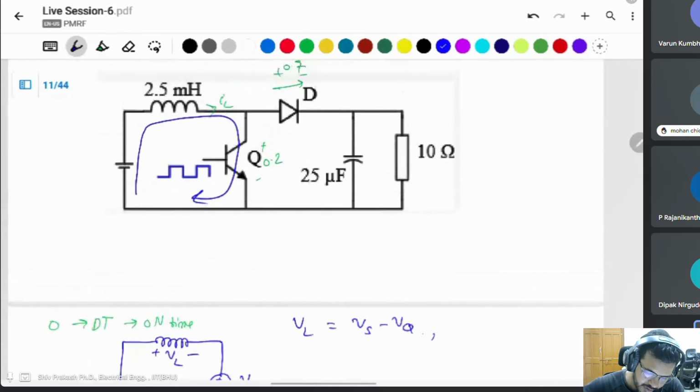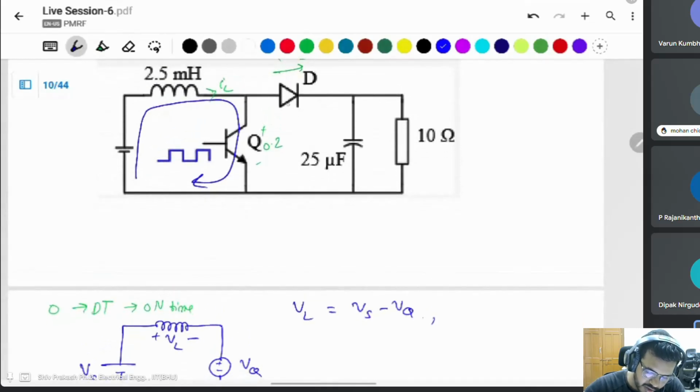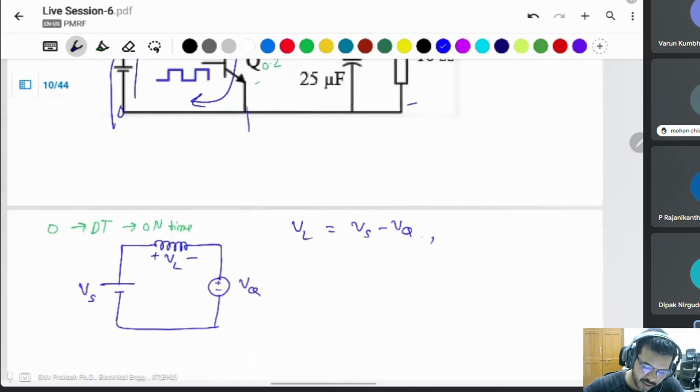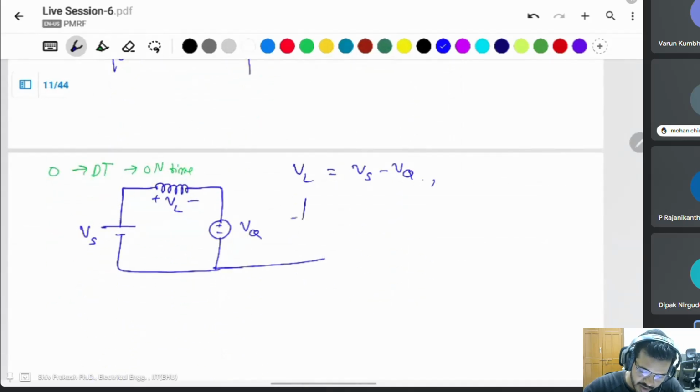At the same time, switch is on, then the diode will be reverse biased. Because of the boost converter, this voltage is higher than this voltage. If switch is on, this voltage is higher than this voltage, that's why the diode will be turned off at this moment. Then this will be discontinuous in this condition.